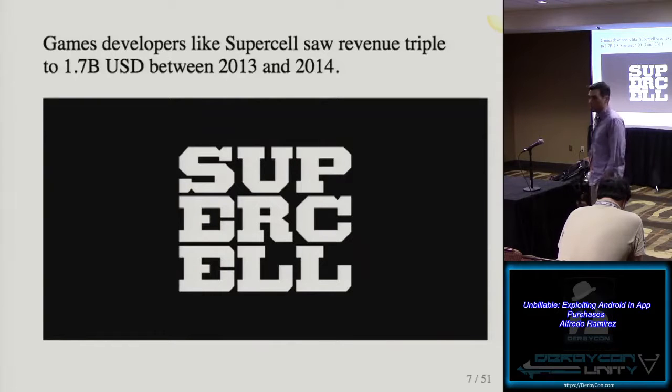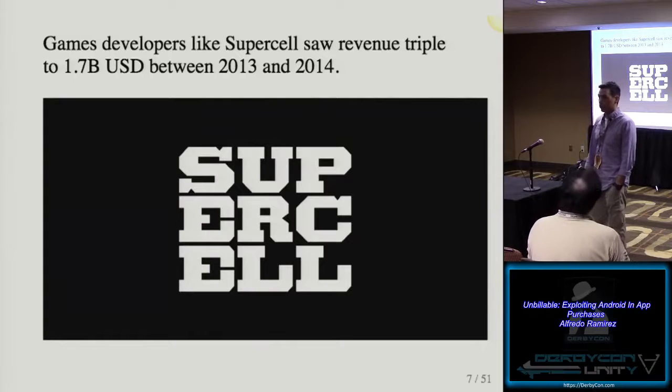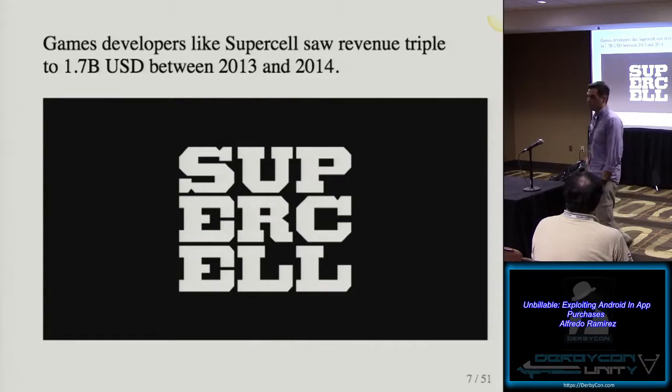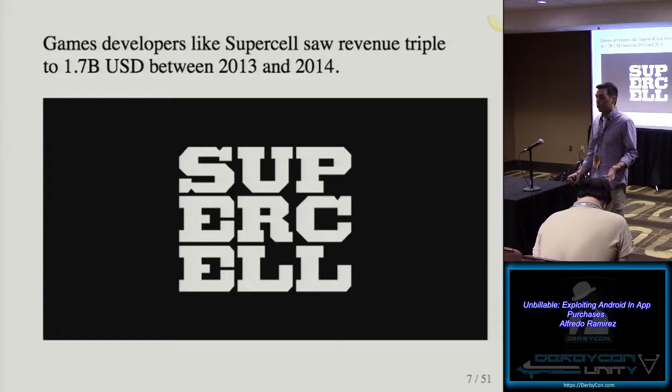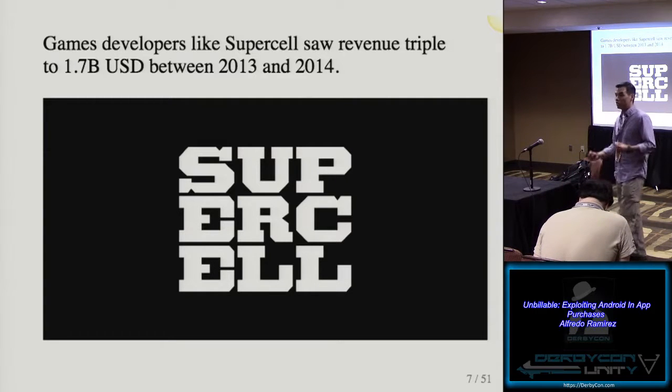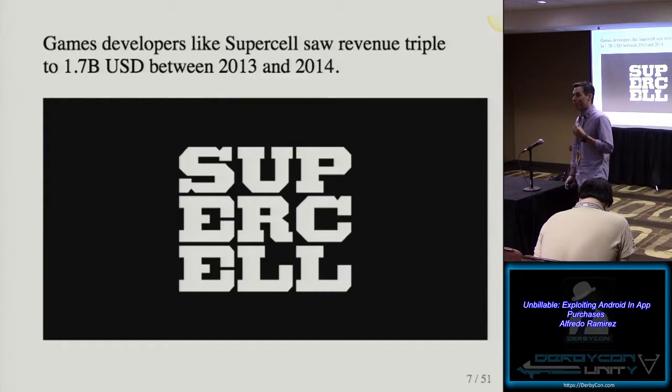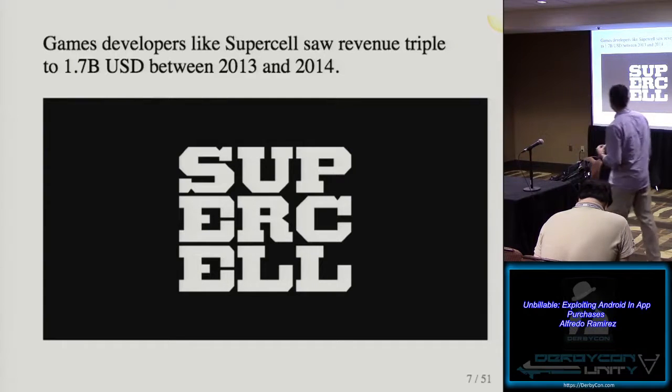Supercell, the people that make Clash of Clans, saw their revenue triple between 2013 and 2014 to 1.7 billion US dollars. King, the guys who make Candy Crush, who are the top dogs right now, but are kind of on the downslope because they've been riding the Candy Crush wave for like 5 years at this point, make about $2.4 billion a year. And this is almost exclusively through in-app purchases. So we're talking about video games having a lot of money in them.